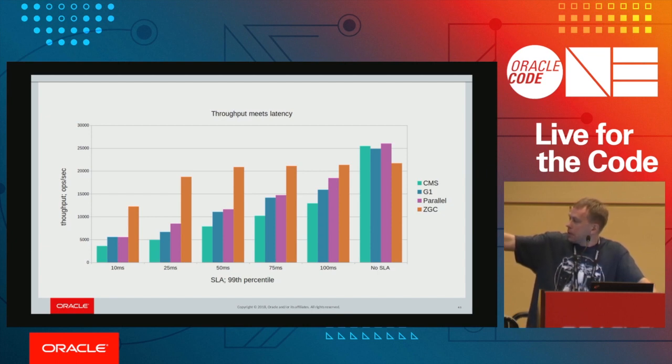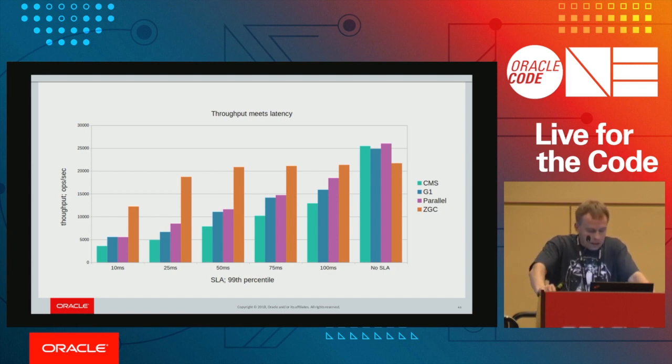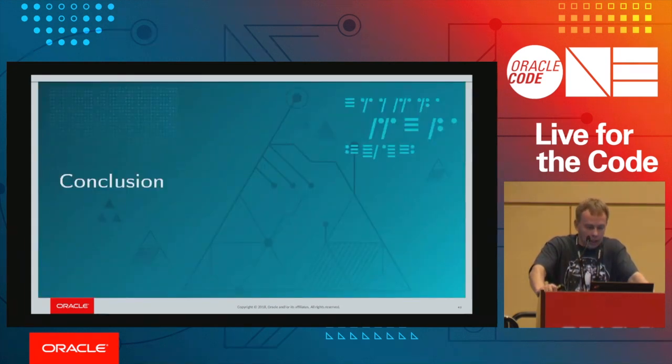If someone thinks 10 milliseconds is a very strict restriction, you could look into 10 milliseconds. And here, just the numbers. ZGC definitely provides low pauses, but it does not provide you high throughput if you don't care about any kind of pauses.